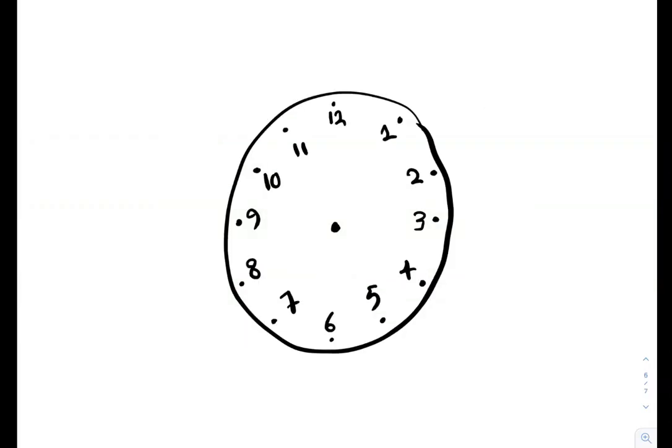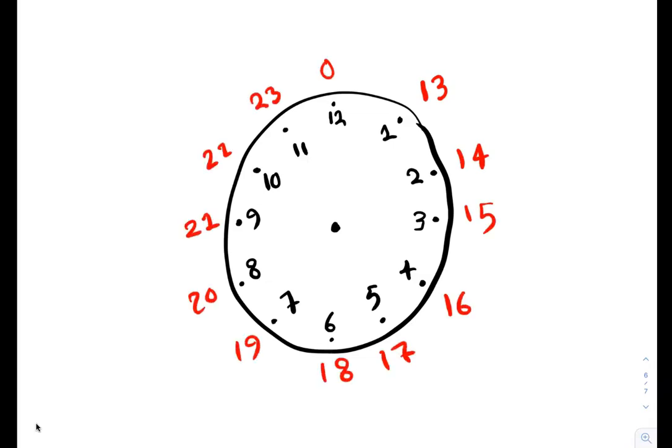A clock has the numbers from 1 to 12. But after we reach 12, we can continue to 13, 14, 15. If we take those numbers mod 12, we will end up with the correct number. For example, 13 mod 12 gives us 1. 17 mod 12 gives us 5, and so on.